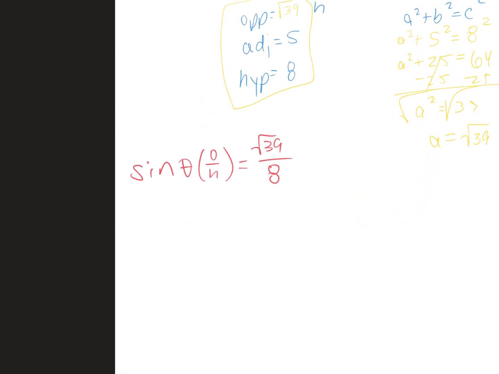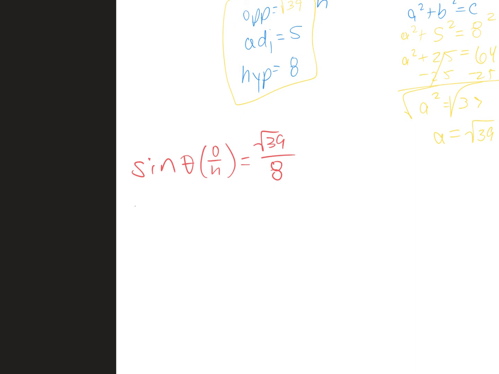Do I need to do anything with that? No. So let's do the reciprocal of sine. Reciprocal of sine is cosecant. That's going to be hypotenuse over opposite. Well, if I flip that, guys, I get 8 over the square root of 39, right? Are we good there? No. I have to rationalize.